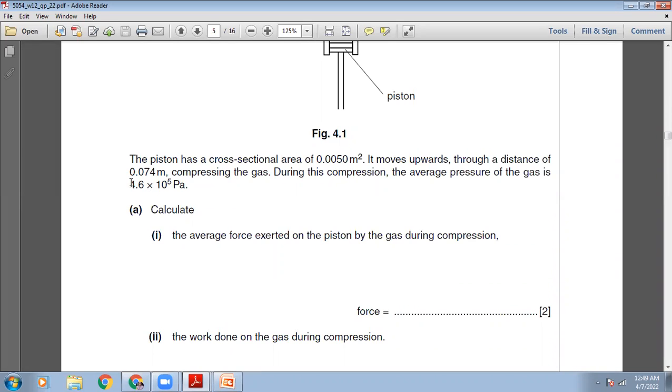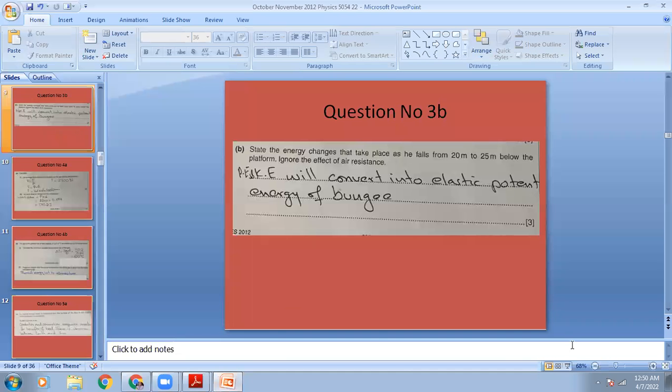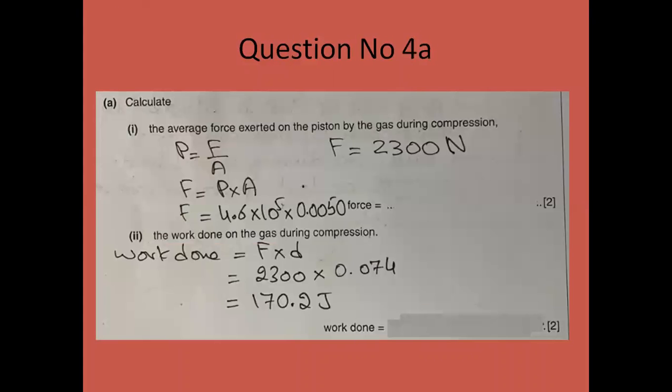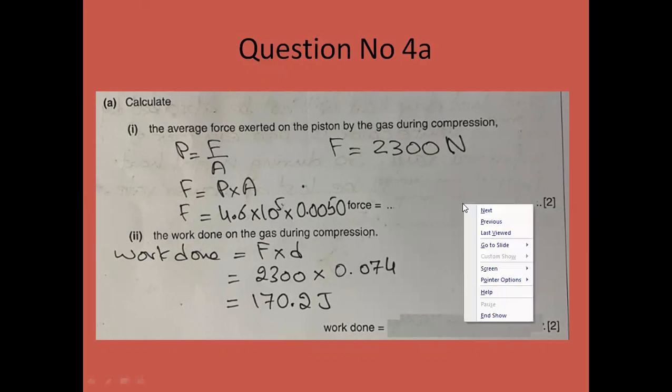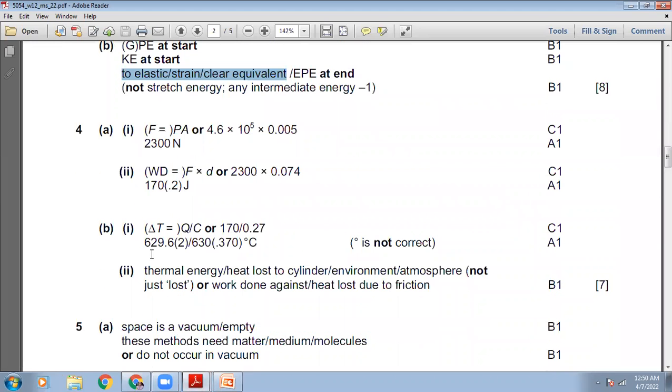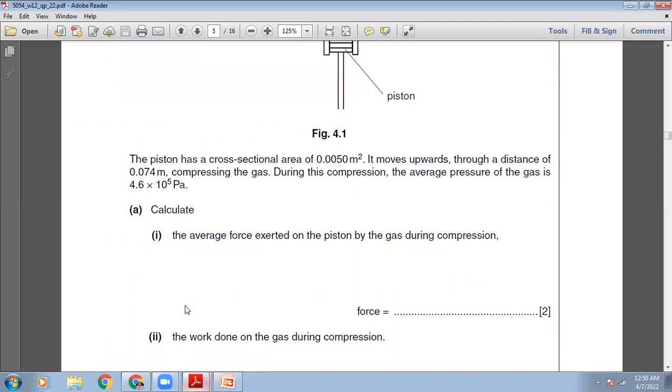So we know the pressure, we know the cross-sectional area, so we can find out the force exerted. Pressure is equal to force by area. So the force will be pressure multiplied by area. So 4.6 x 10^5 multiplied by 0.0050, and the answer will be 2300 Newton. 2300 Newton will be the answer. So let's have a look at the marking scheme. 2300 Newton is the right answer. Okay, so we are going to the next part.